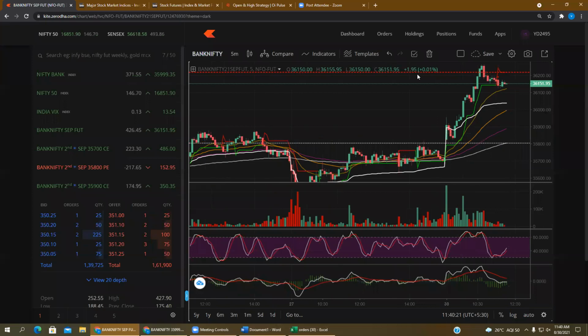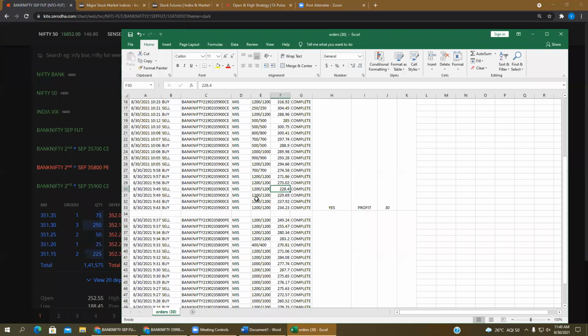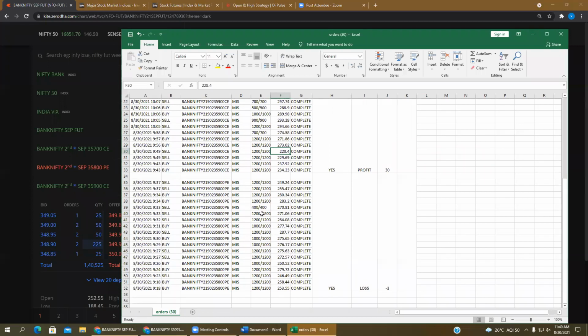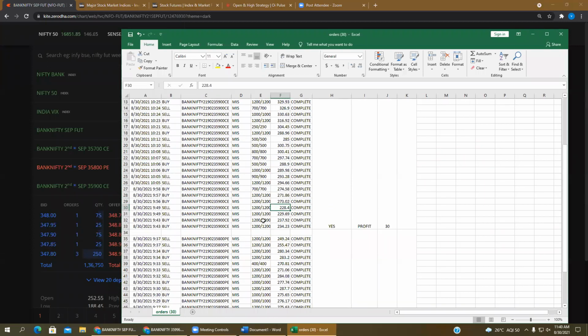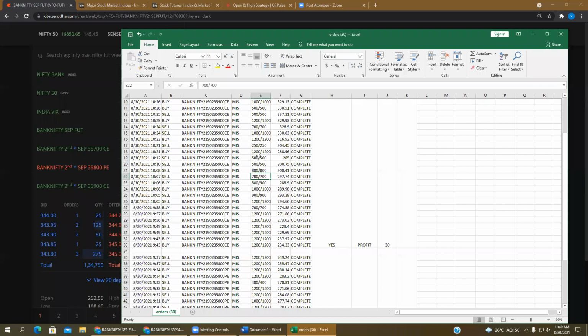If you see every trade that I've taken, I took 1200 once, and while reducing, I was reducing it in tranches. See here, I'm adding 1200, then here I added 2400, then 1200 exit. Again, 1200 added, 1200 added, 700 added, then sold 1200, 900, then again 1000 bought, again 500 bought, then 700 exited, 800 exited, 500 exited, 500 exited. So I sell in tranches.